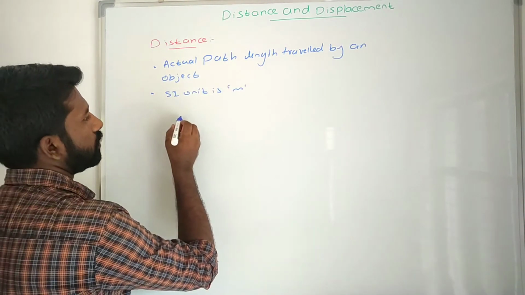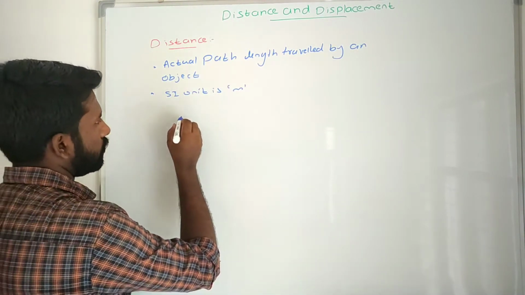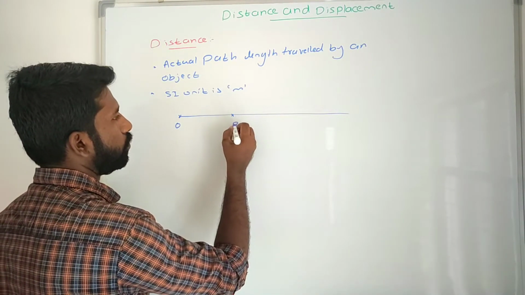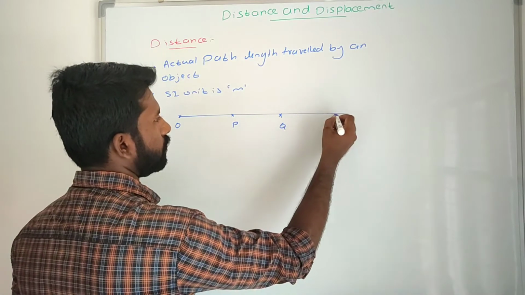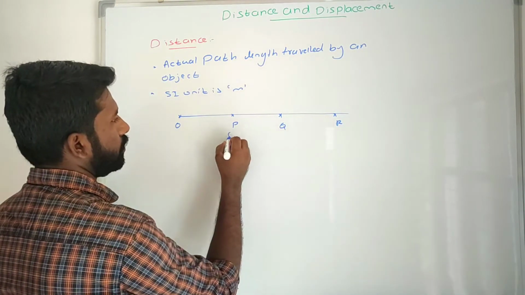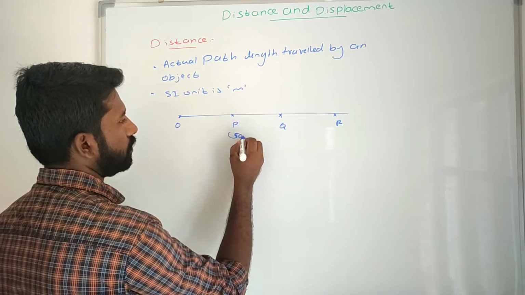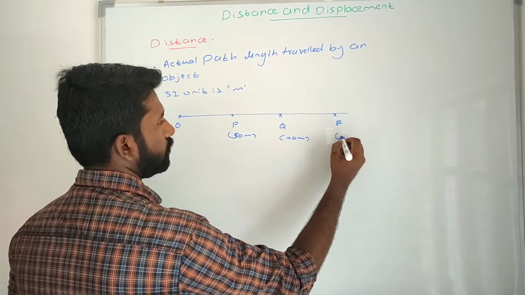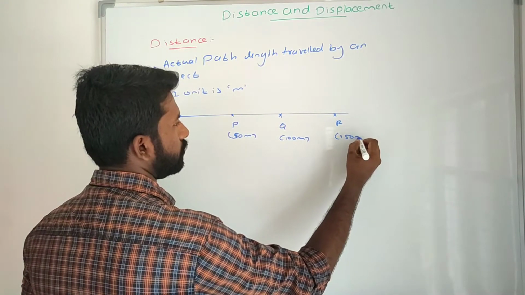Now we will see an example. There is a point O. Here are the points P, Q and R. P is how much distance? 50 meter. Here it is 100 meter. Here it is 150 meter.